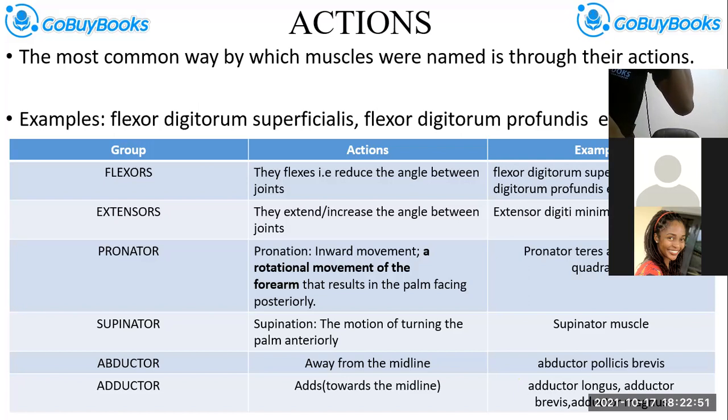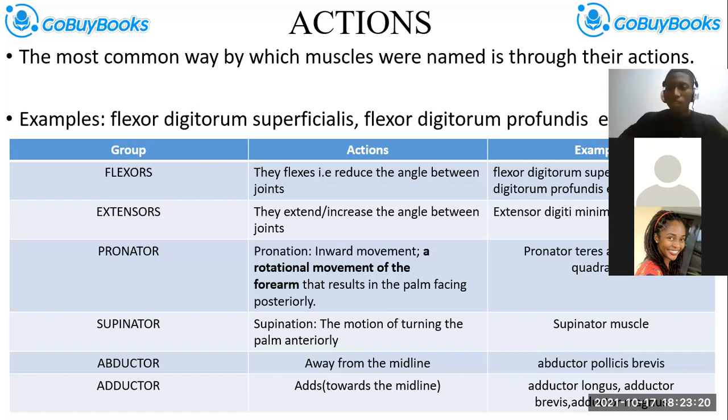Extensors increase the angle. Flexors reduce the angle. You see, the angle has reduced. Extensors are the muscles at the posterior compartment of my arm, or my forearm rather. As I'm trying to extend my arm, you can see the angle is increasing. Flexing, the angle is reducing. Extending, the angle is increasing. I hope you get that.